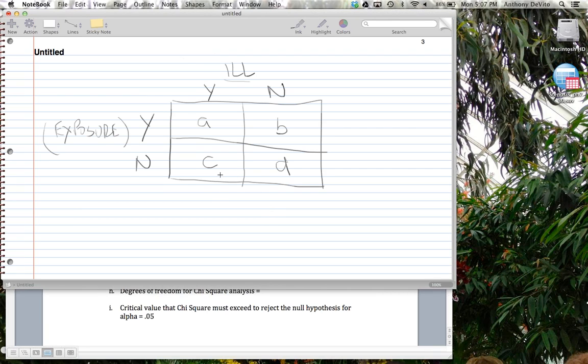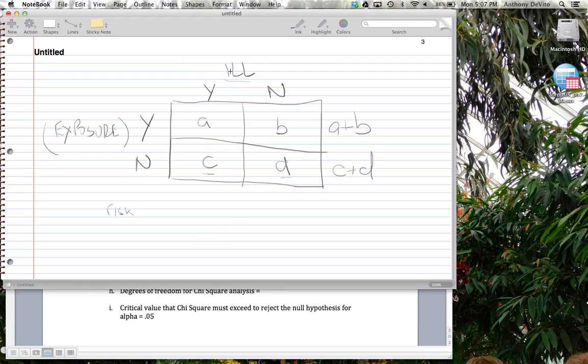So when we want to define what our risk is, first I'm going to do some addition. The number of people that were exposed in this particular group is A plus B. A represents the number of people that were exposed that became ill, B the number exposed that didn't become ill, C the number not exposed that became ill, and D the number not exposed that didn't become ill. So the total number of people exposed is A plus B, and the total number not exposed is C plus D.